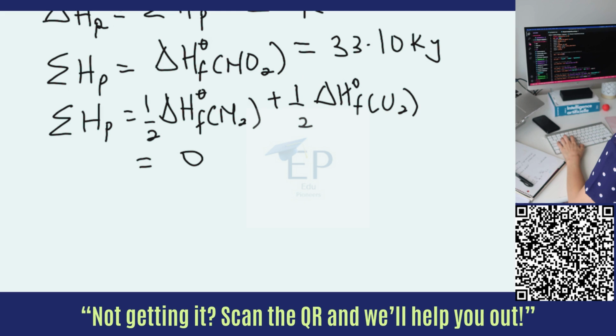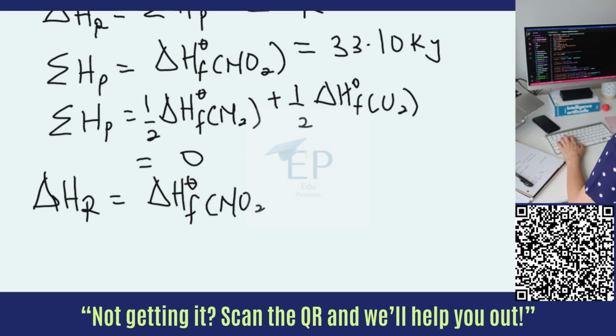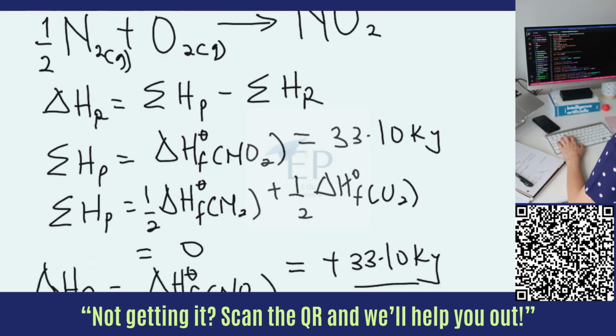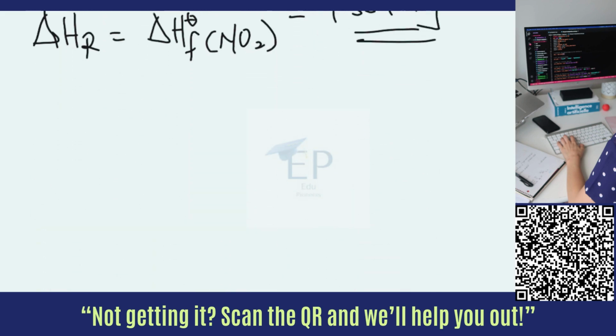If you check that, you'll see that it is 0 for nitrogen gas and for oxygen gas. So at the end of the day, the delta H of the reaction is just going to be equal to the enthalpy of formation of nitrogen dioxide, and that's going to be plus 33.1 kJ. That's the answer to that question, right? So let's look at B.